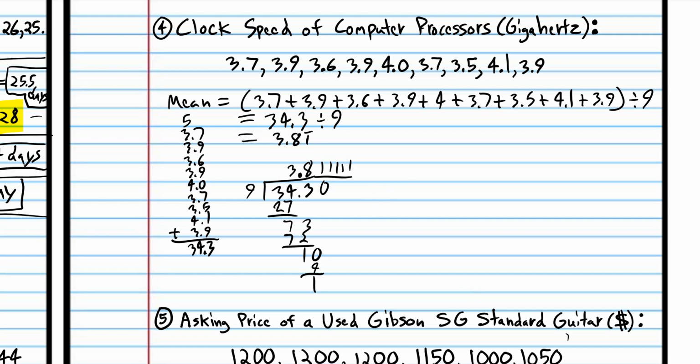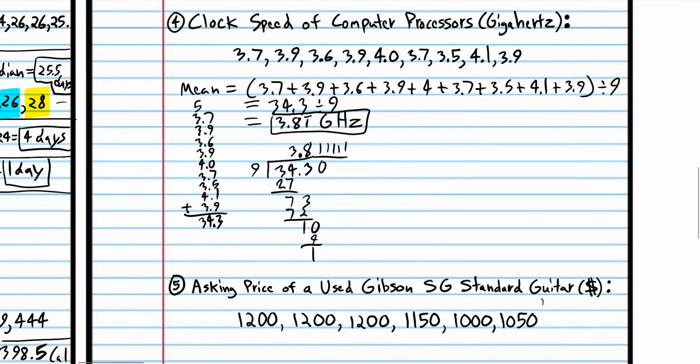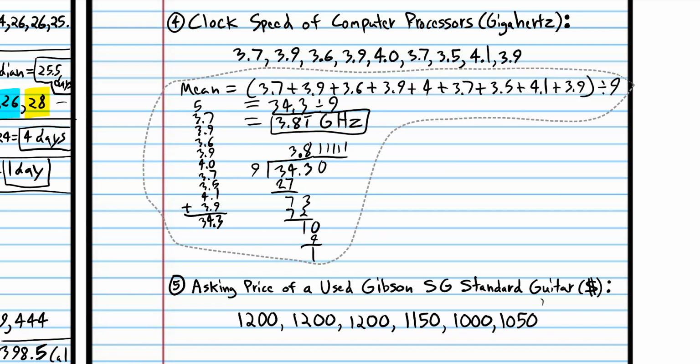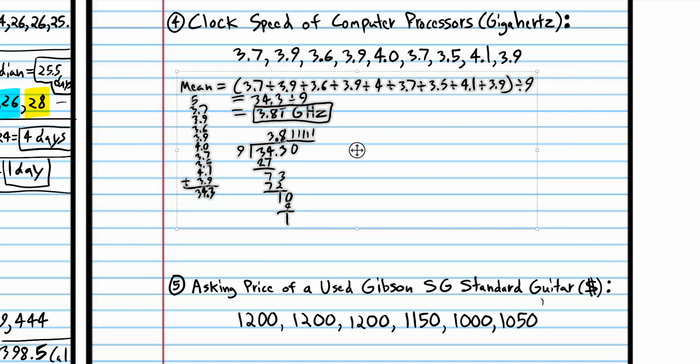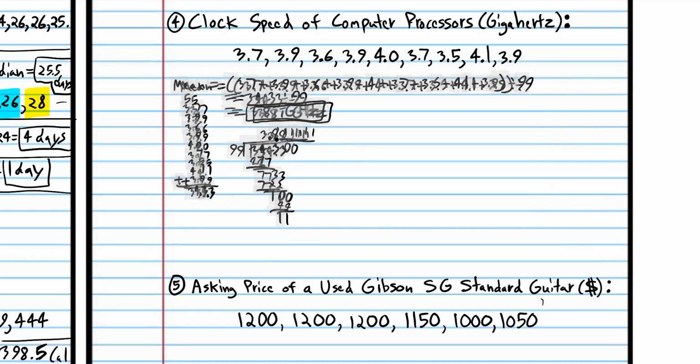All right, so, and that's gigahertz. Gigahertz is represented with a capital G, capital H, and a lowercase z. So if you couldn't put the units because you didn't know what they were, that's okay. Let's go ahead and shrink this stuff. That's a lot of math there. So if you got 3.81 bar for the mean, good job.